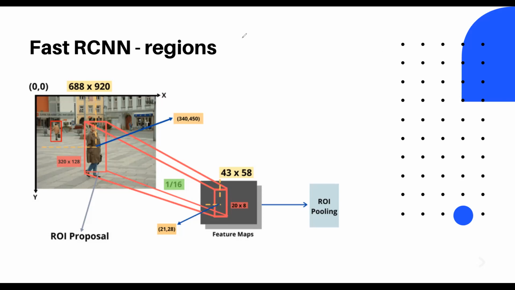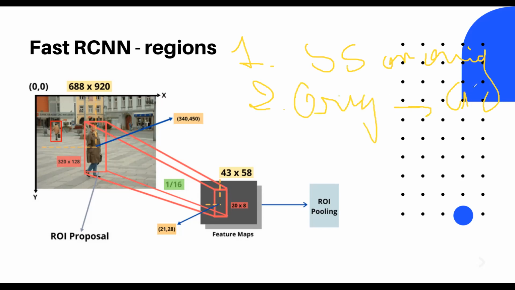So the first step is, let's say, selective search on the original image. Second step, the original image goes through the CNN and gives you a feature map. Third step, mapping the selective search proposals from the original image towards the feature map. And then every single part of the feature map proposals will be sent through ROI pooling.